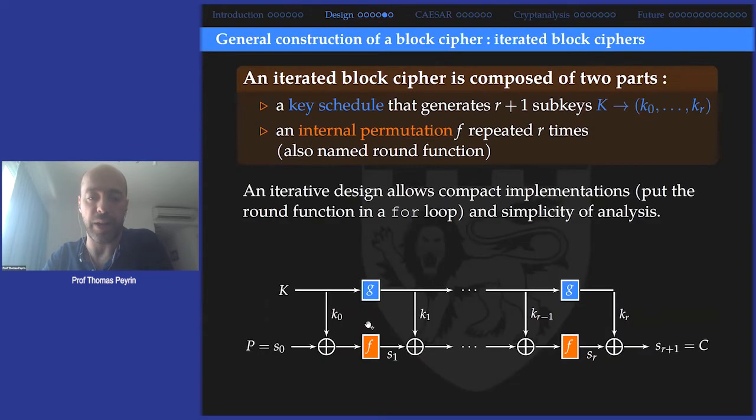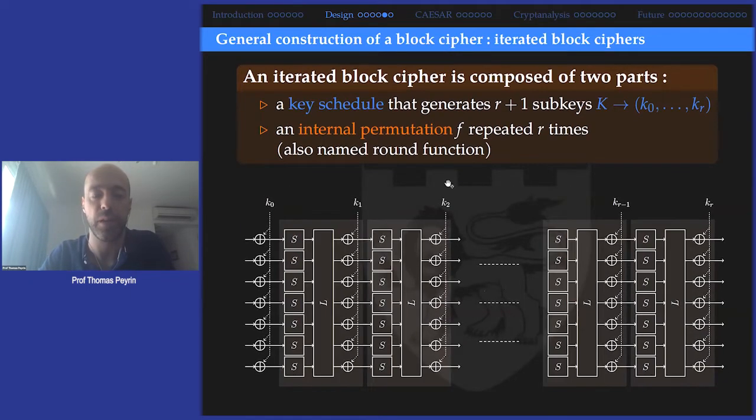So now I'm zooming a bit inside this F function. You can see that some key material is incorporated here. Every round you incorporate some key material inside the state. This function G is just to say that you can update the key material if you want. But this F function is where everything is actually happening. All the details will go in here. The confusion and the diffusion will mostly happen in this F function. So let's take a look at what happens inside this F function.